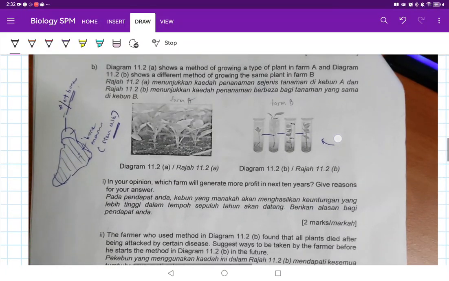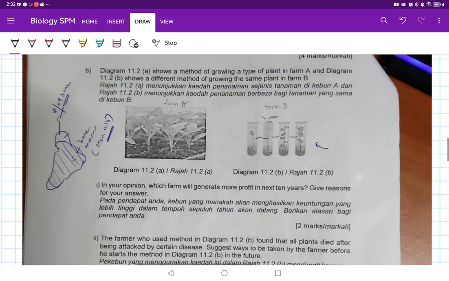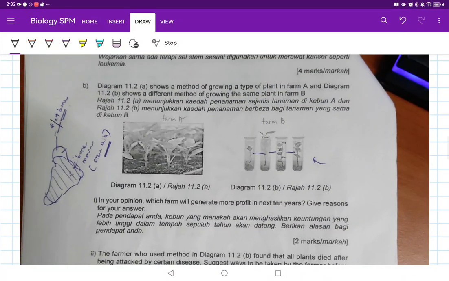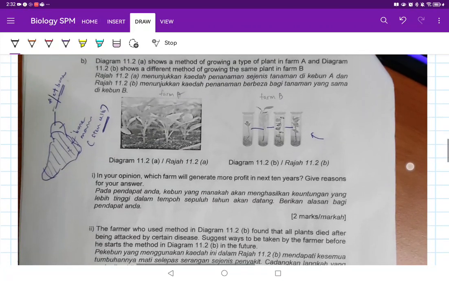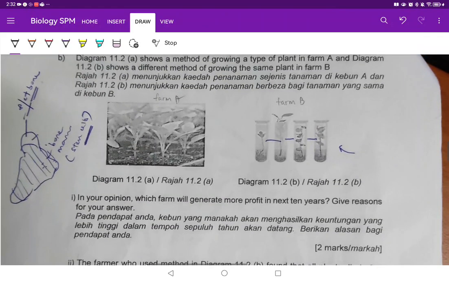So here for bahagian C, question B, we have a method of growing a type of plant in farm A, and 11.2 shows a different method of growing the same plant. So from here, what do we understand? Farm A uses the conventional method. So 普通的 method lah.